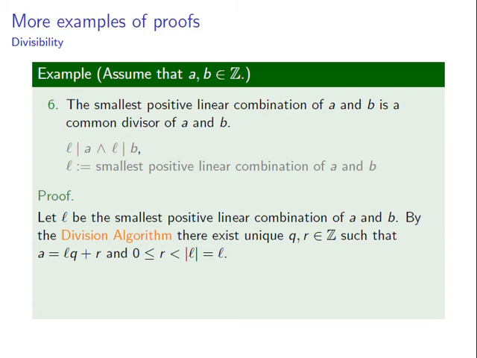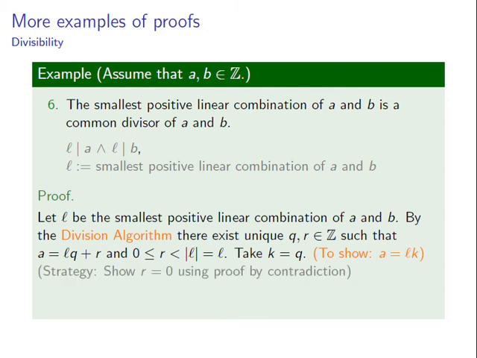Take k to be the integer q. We are to show that a is equal to L times k. a equals L times k is equivalent to a equals L times q, which is equivalent to the condition that r is equal to 0. Hence, we shall show that r is equal to 0 using proof by contradiction.